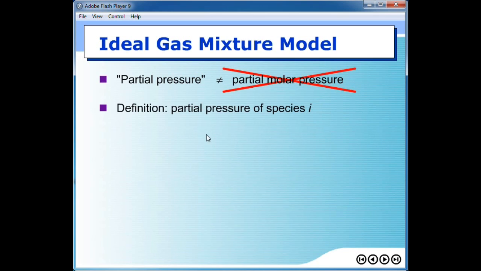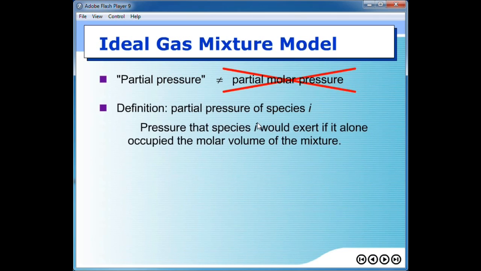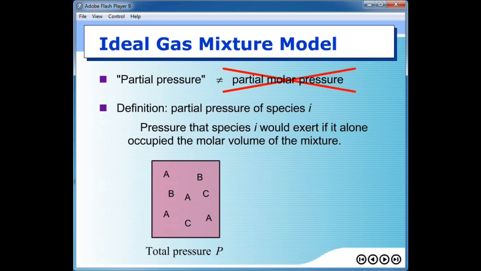According to the definition, the partial pressure of species i is defined as the pressure that species i would exert if it alone were occupying the volume of the mixture. I'm going to explain this one simply by giving you a picture. Let's say we have the volume of the container. Inside the container, we have three species, A, B, and C. The total pressure, or the pressure of the container here, is P, capital P.